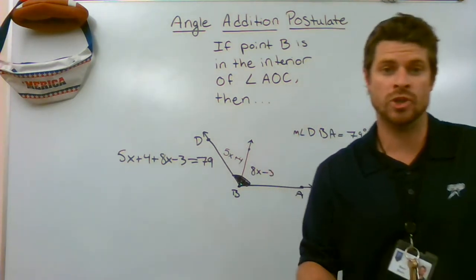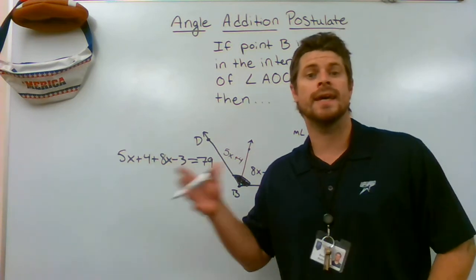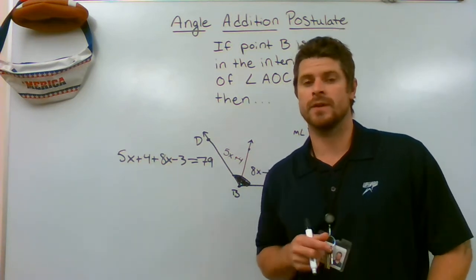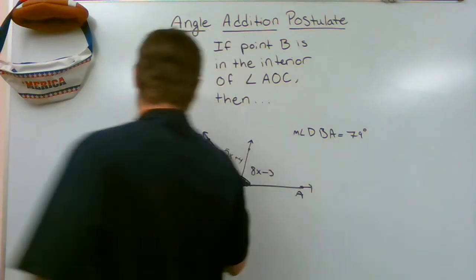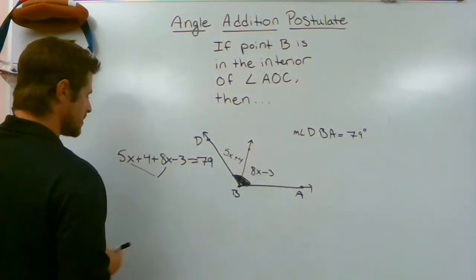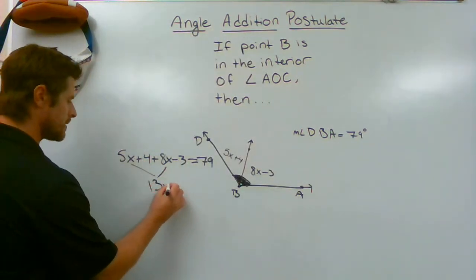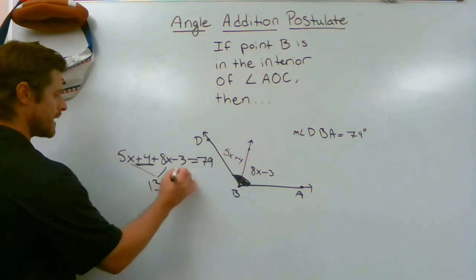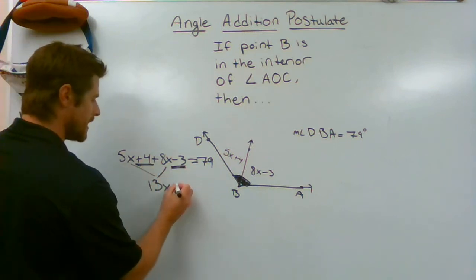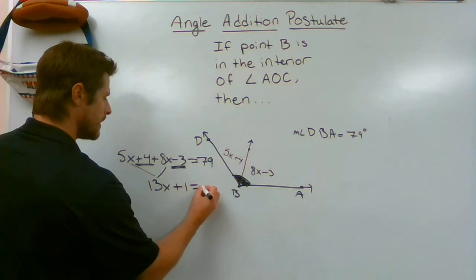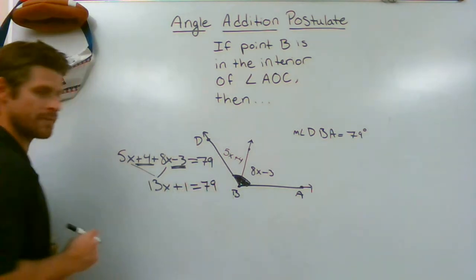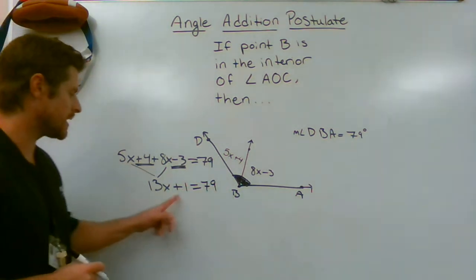Now I'm going to use my algebra skills. I'm going to combine like terms, use inverse operation to get x by itself, and then I can figure out what each angle is. So 5x and 8x go together to make 13x. Positive 4 and negative 3 combine to make a positive 1. That now equals 79. 13x plus 1 equals 79.